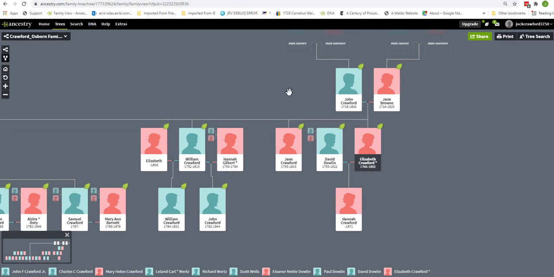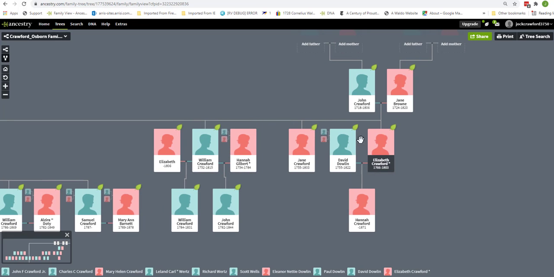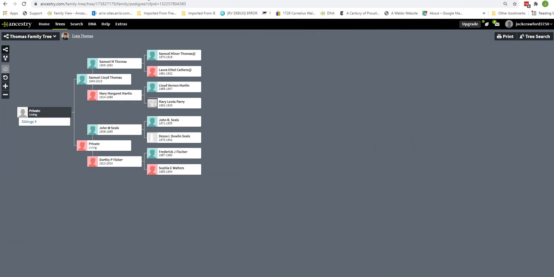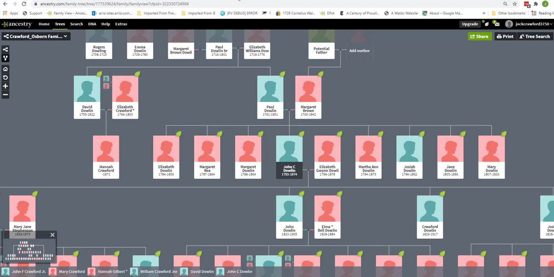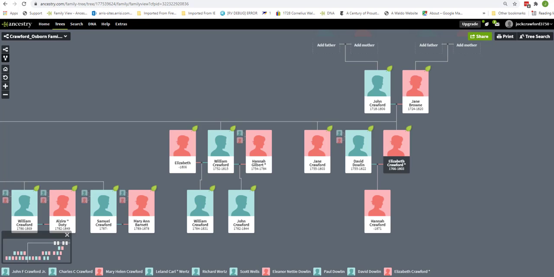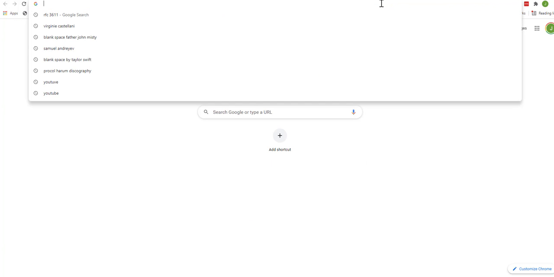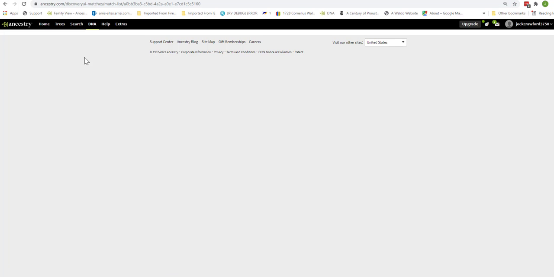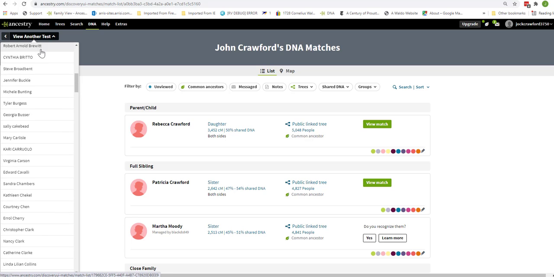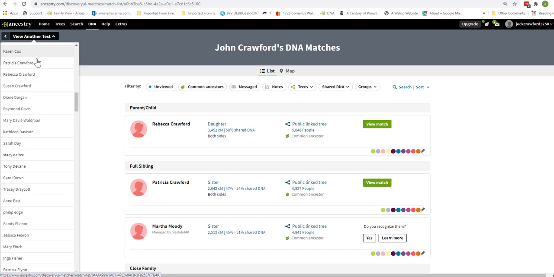So to test that, I began looking at the Dowlins. And I noticed there was a Dowlin who married an Elizabeth Crawford. So at that time, I had a look at matches to my sister. So I'll go here, and look at Dowlin matches. And many people share their matches with me, and we'll go down to them. One of them is my sister, Patricia Crawford.